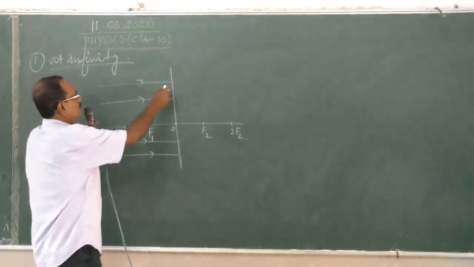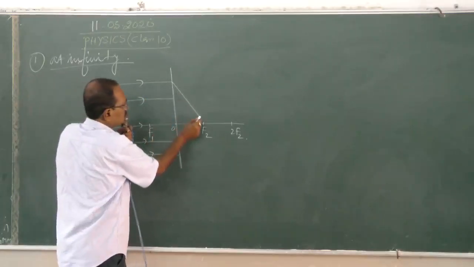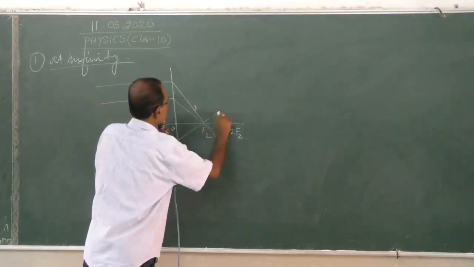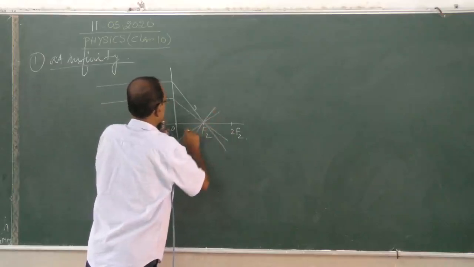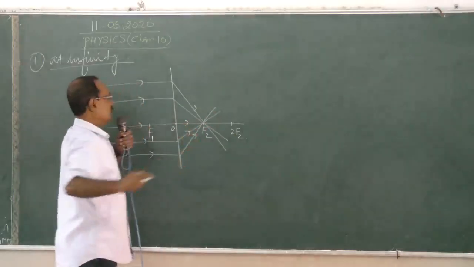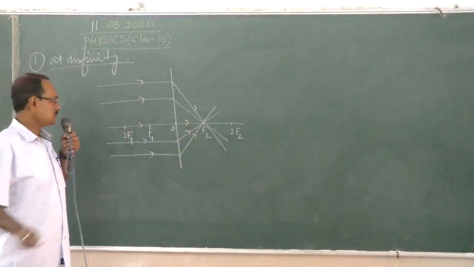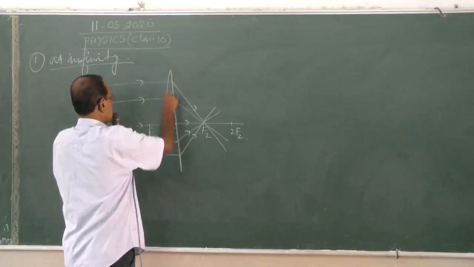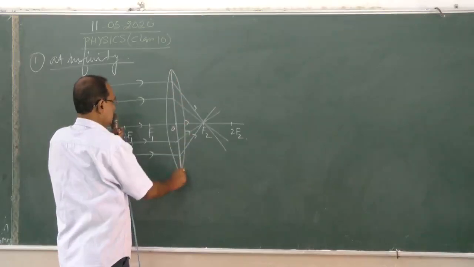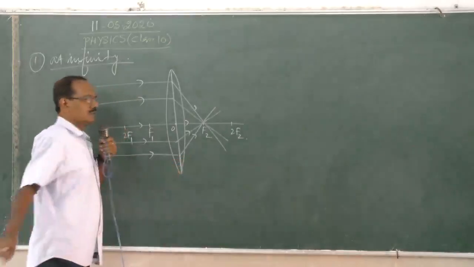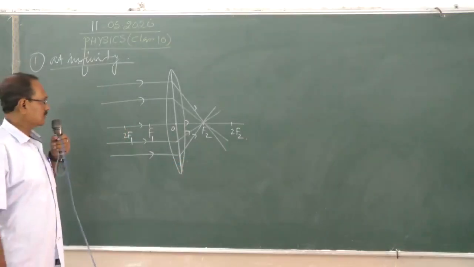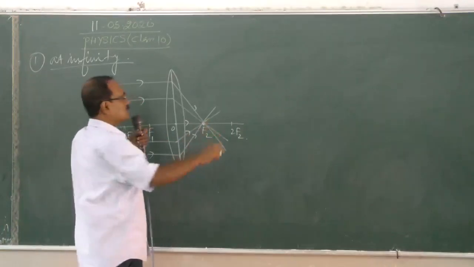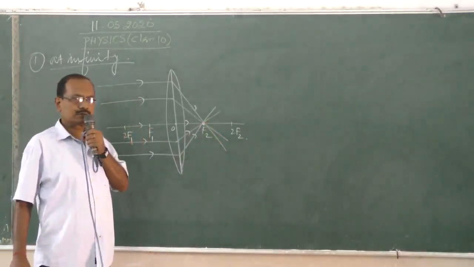Rays coming from a distant object are considered parallel to the principal axis. So all these rays will meet or pass through the principal focus. Again, the arrow must be there. Then after that you can complete the lens. We are doing the convex lens first. Image formed by the convex lens will form at the principal focus.